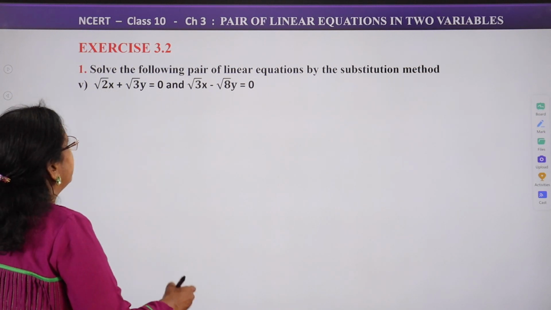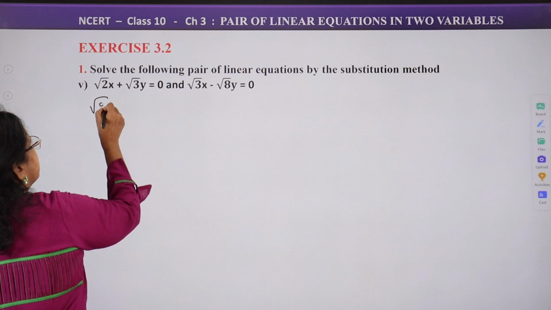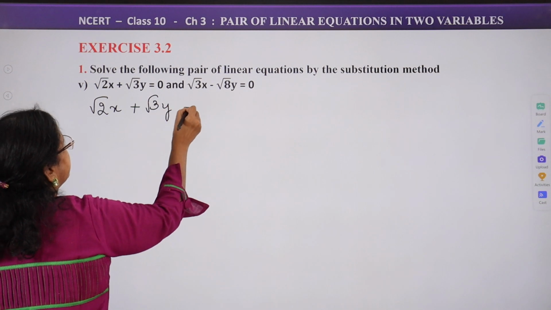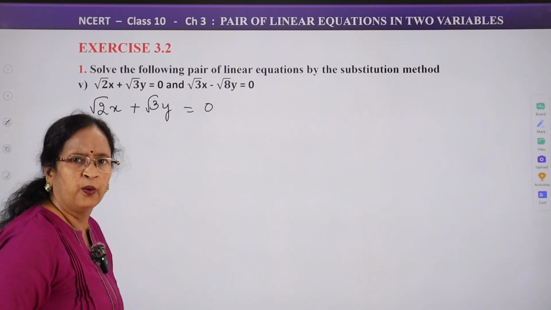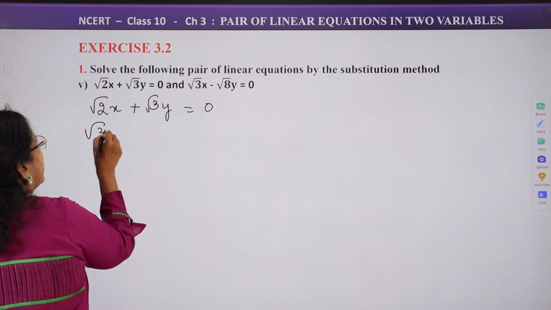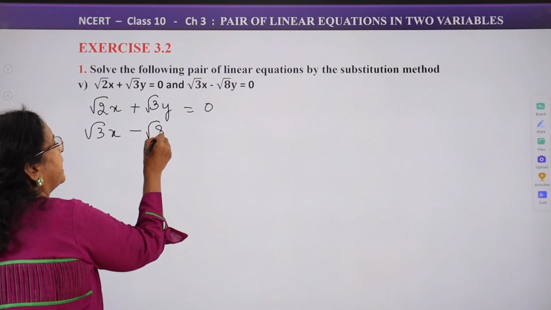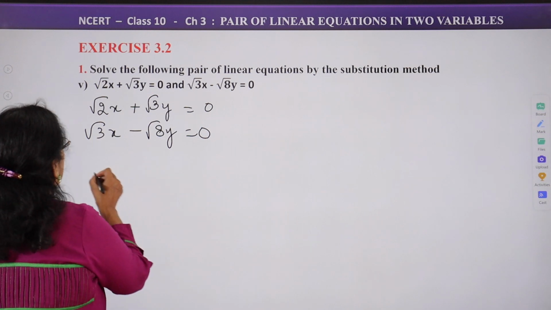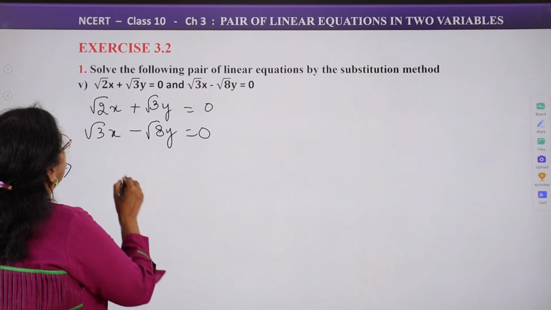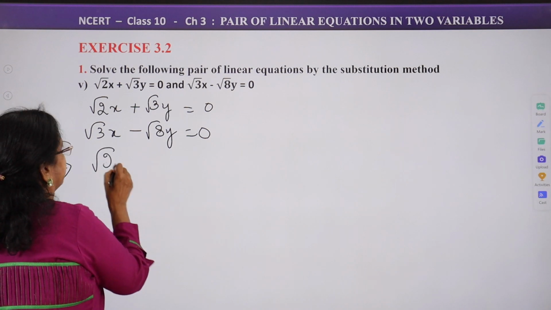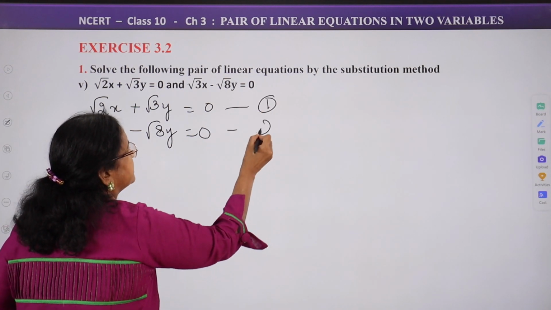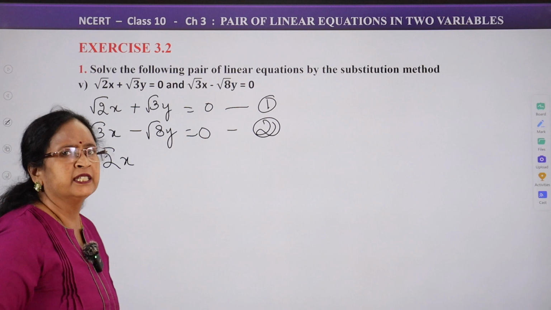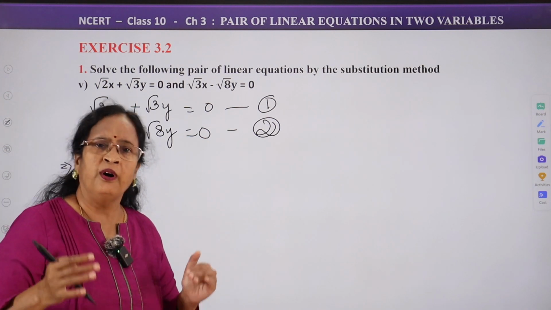So, let me write the equations first. Root 2x plus root 3y is equal to 0. And root 3x minus root 8y is equal to 0. When I solve this equation, I write this as 1, write this as 2. Now, solving equation 1, that is writing x in terms of y.